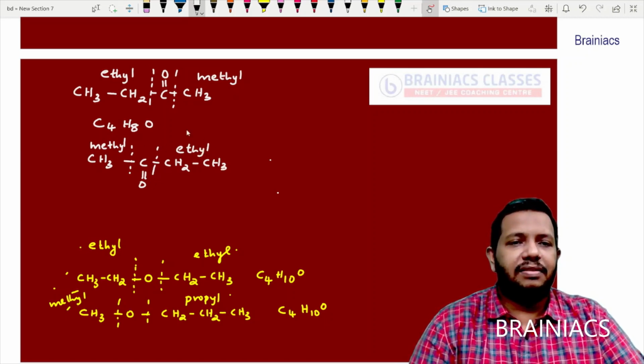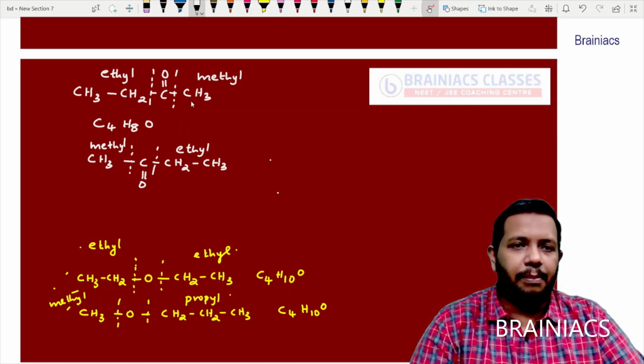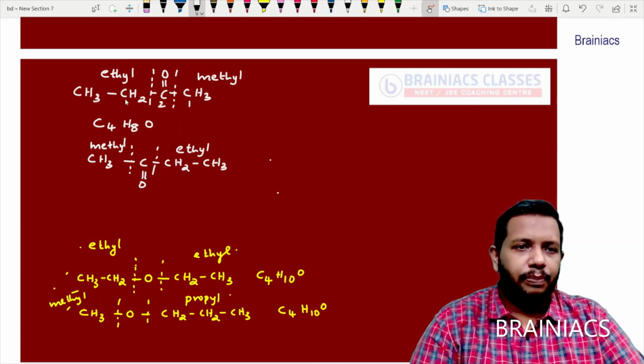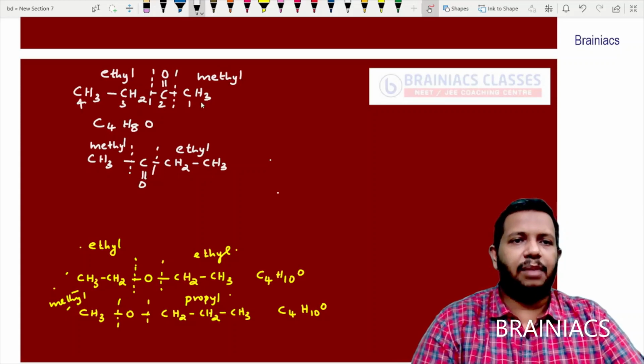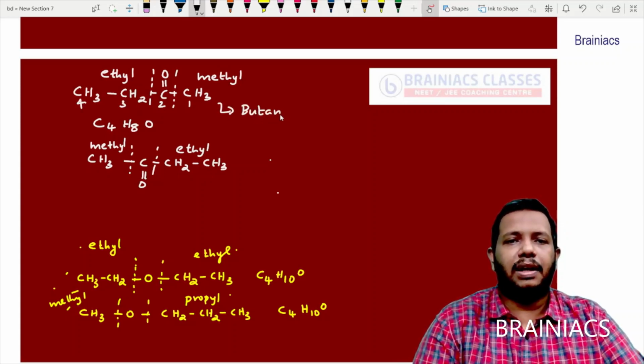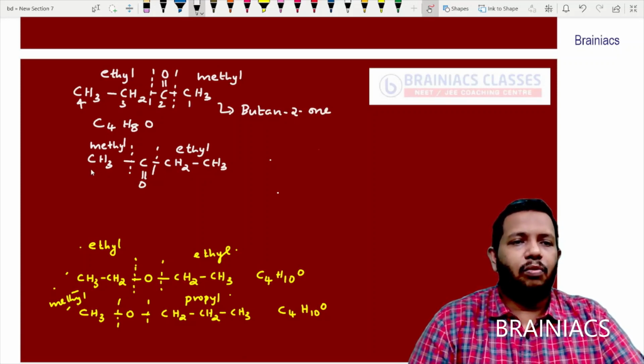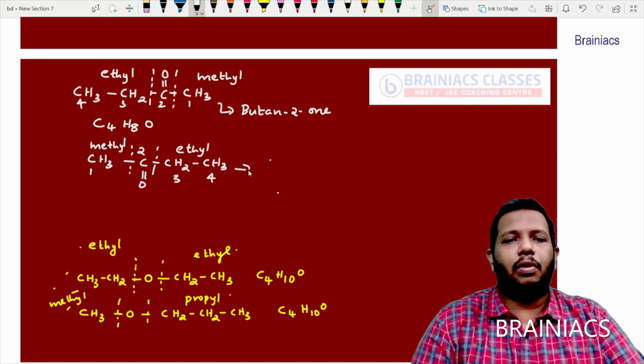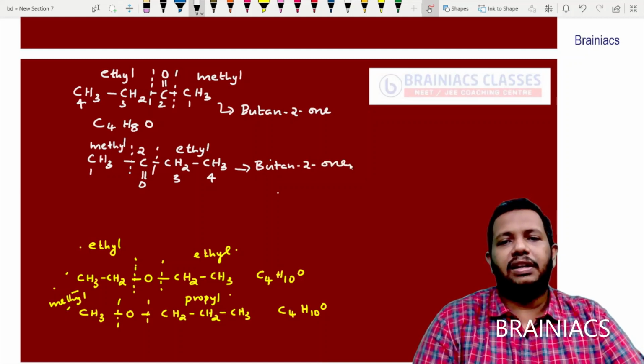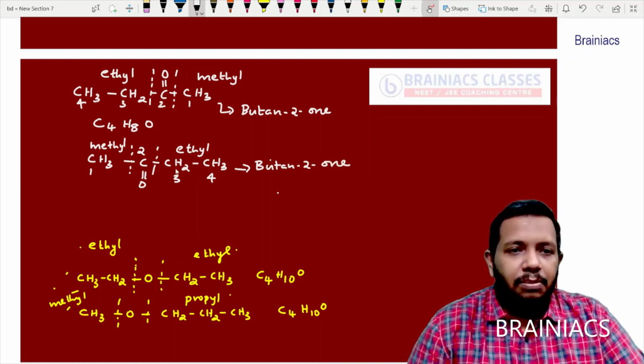This is just the same compound as this one, because if I number this one, 1, 2, 3, 4, what is the name of this compound? I can say this is butan-2-one. And if I number this compound again, 1, 2, 3, 4, this is also butan-2-one. So that is the reason why I said it needs a minimum of 5 carbon atoms.